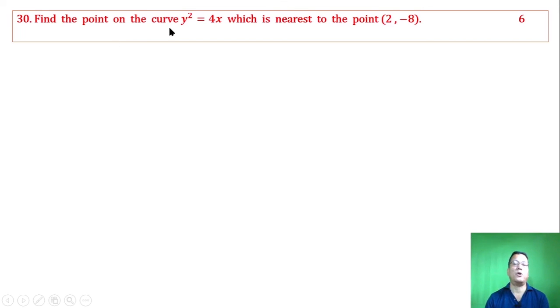Question 30. Find the point on the curve y square equal to 4x which is nearest to the point 2, minus 8. 6 marks.